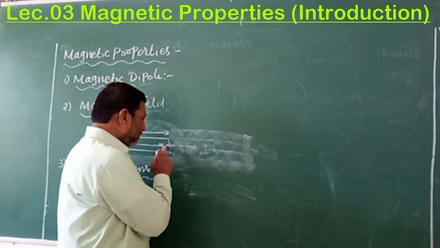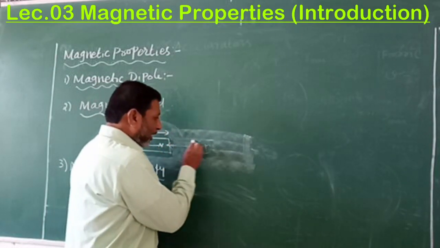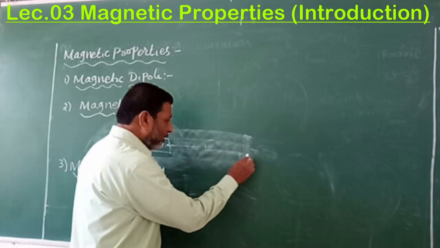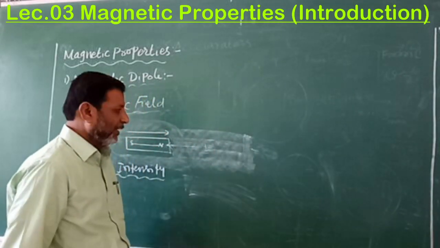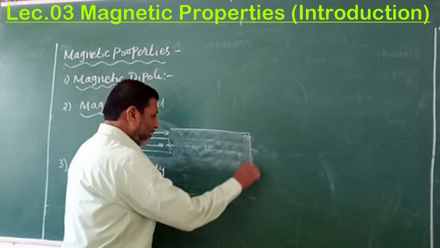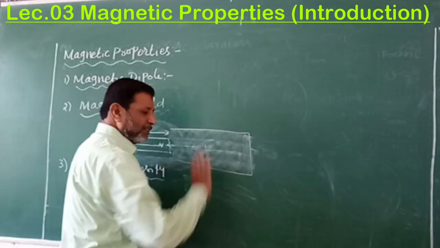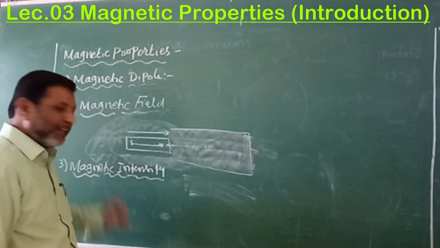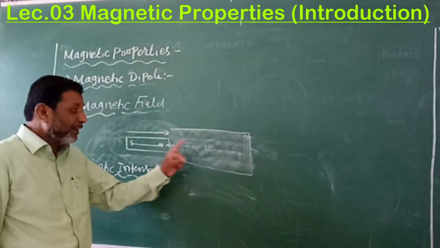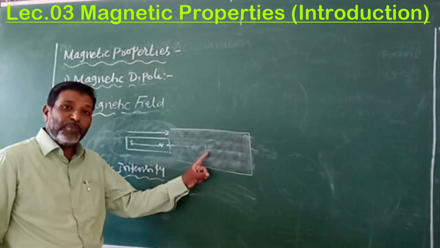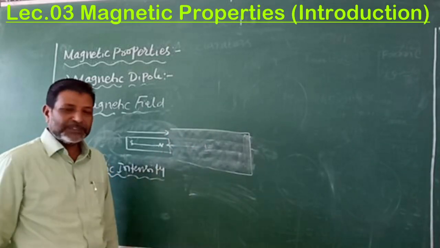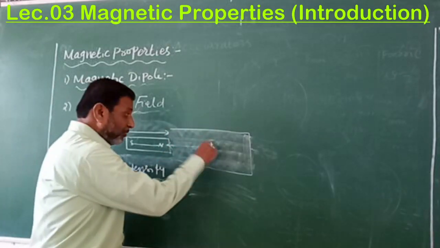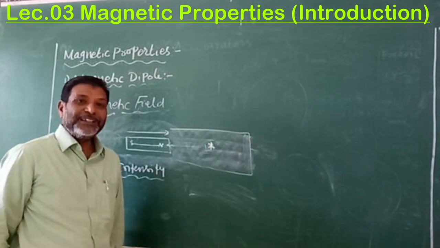Now for example, let us consider this is a magnet. This magnet produces a magnetic field up to here. Up to this region there is a magnetic field; beyond this there is no magnetic field. Now the definition of magnetic intensity is about a point in the magnetic field. This is the magnetic field at this point. How much is it?